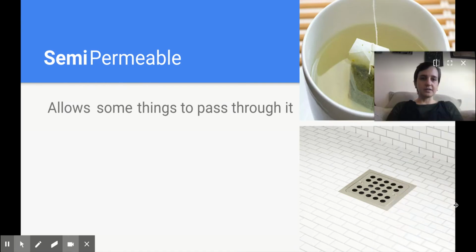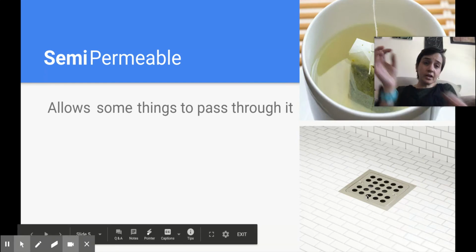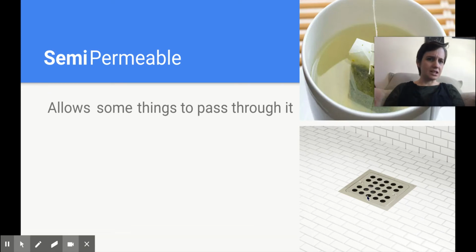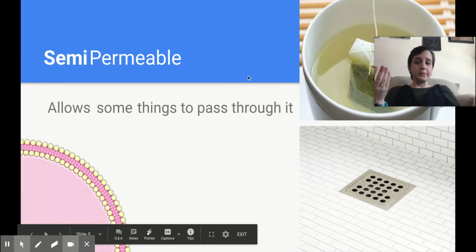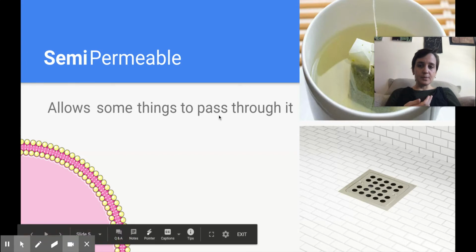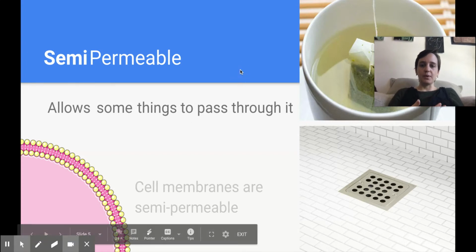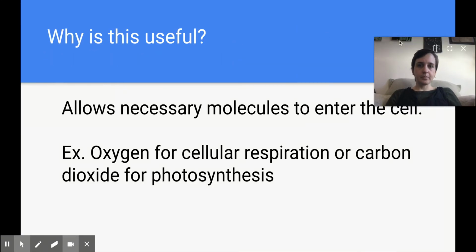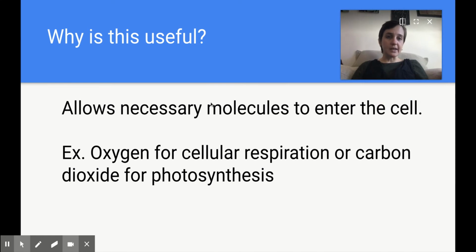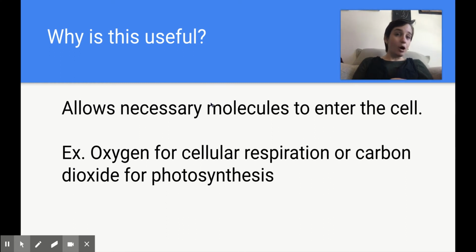Same with something like a shower drain. It allows the water and the soap to pass through, but it catches your hair and any other things that need to stay in the actual shower, right? So just some things. This word is super useful when we talk about cell membranes because they only allow some things to pass through it. Cell membranes are semi-permeable. Okay, cool. Why is it useful to have a semi-permeable membrane? It allows necessary molecules to enter the cell. And this is mostly small molecules, things like oxygen and carbon dioxide.